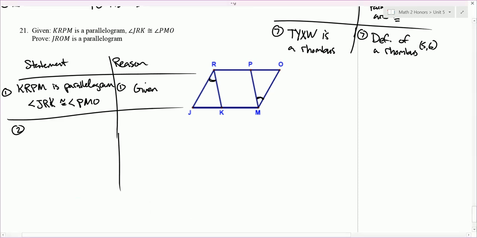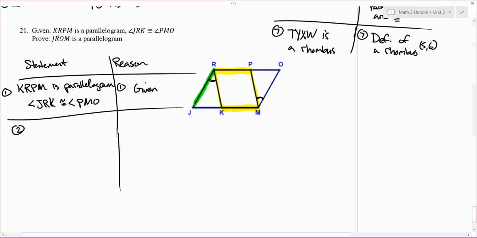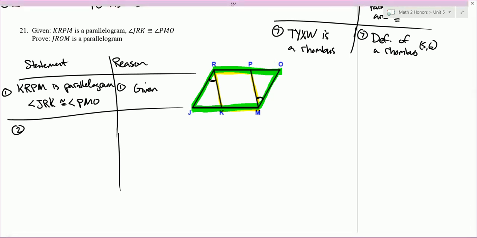So here we would like to show, and I'm going to highlight it, so we're given KRPM. So this part right here is in fact a parallelogram, and we want to show that this part is a parallelogram that I'm highlighting in green. And to show something's a parallelogram, we need to show that opposite sides are parallel.